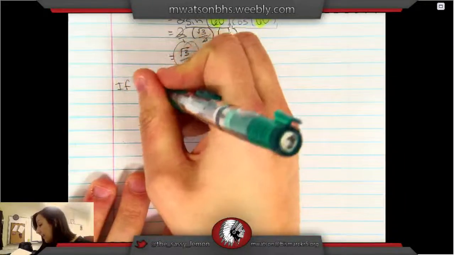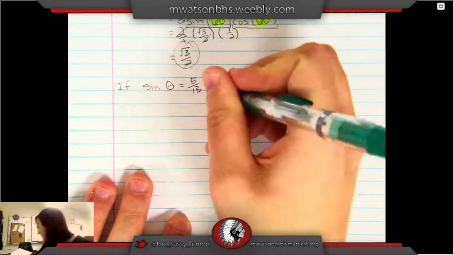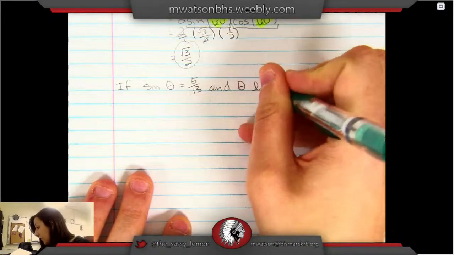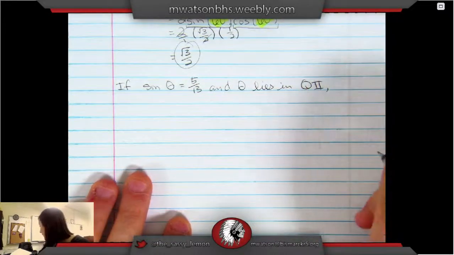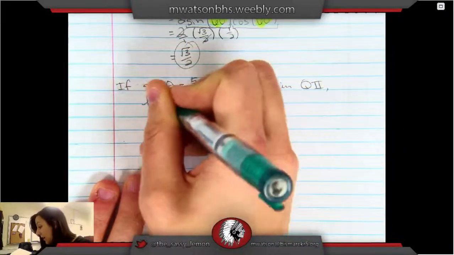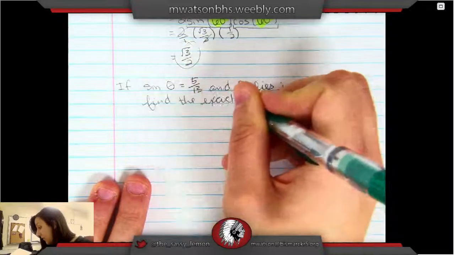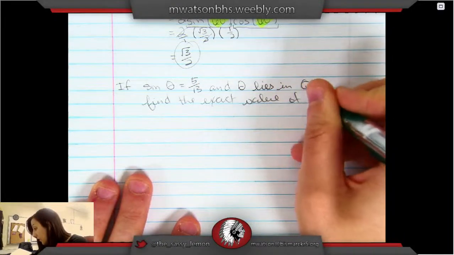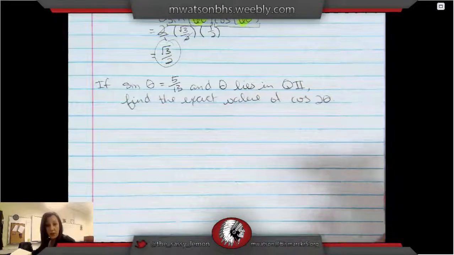So our third type of question here is: if sine of theta equals 5 over 13 and theta lies in quadrant 2, find the exact value of cosine 2 theta. So it's a little bit different than probably where you thought this was going to go.